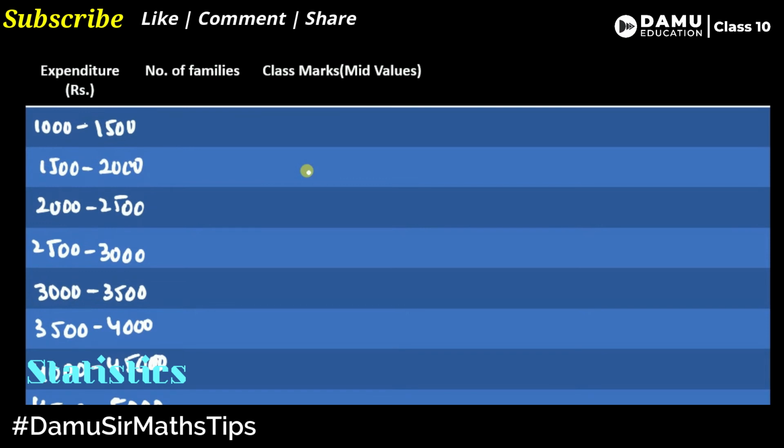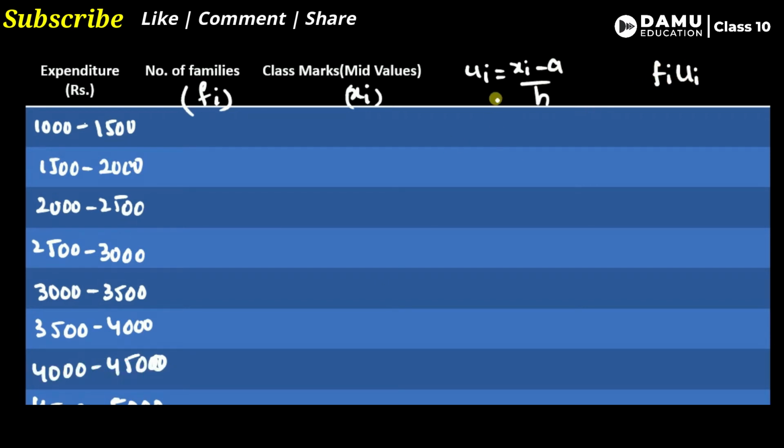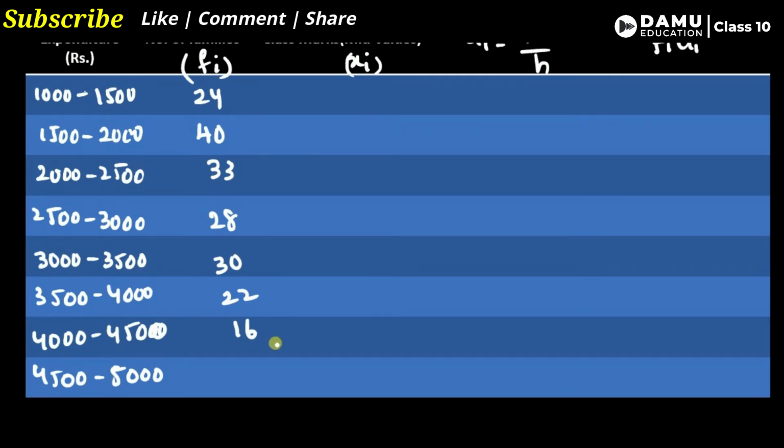Number of families, that is fi. Then the middle values are xi. Then ui is nothing but (xi minus a) by h. Then fi ui is the product of the frequency and the step deviation values. The number of families are 24, 40, 33, 28, 30, 22, 16, and 7.